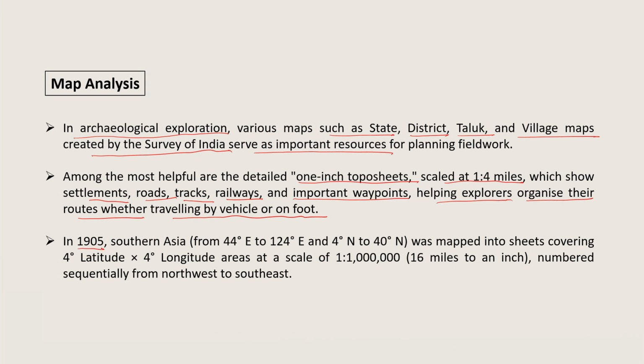In 1905, Southern Asia from 44 degrees east to 124 degrees east and 4 degrees north to 40 degrees north was mapped into sheets covering a 4 degree latitude, 4 degree longitude area at a scale of 1:1,000,000, 16 miles to an inch, numbered sequentially from northwest to southeast.